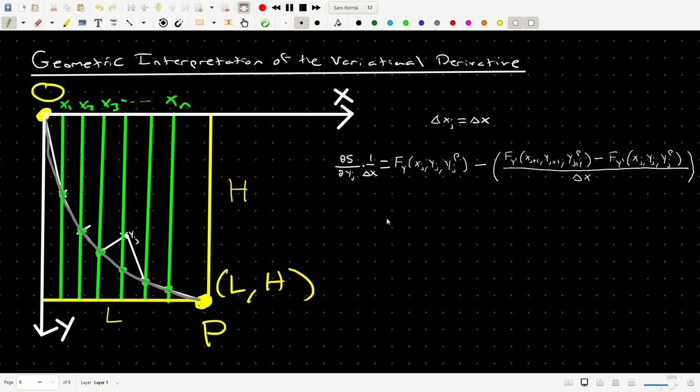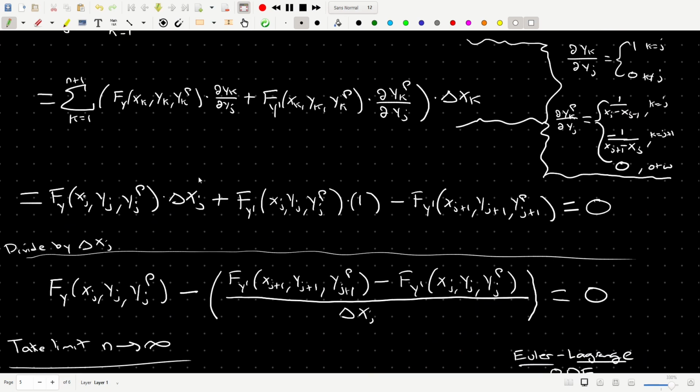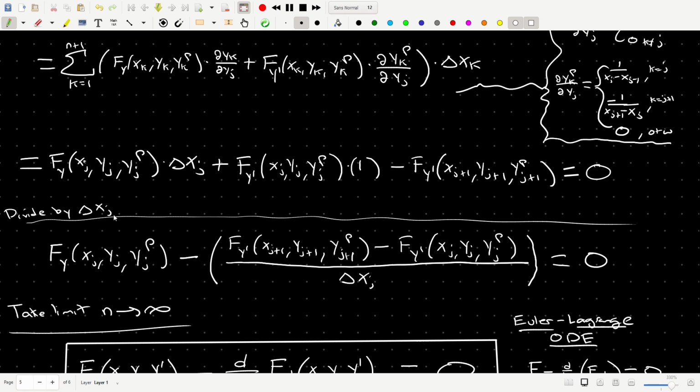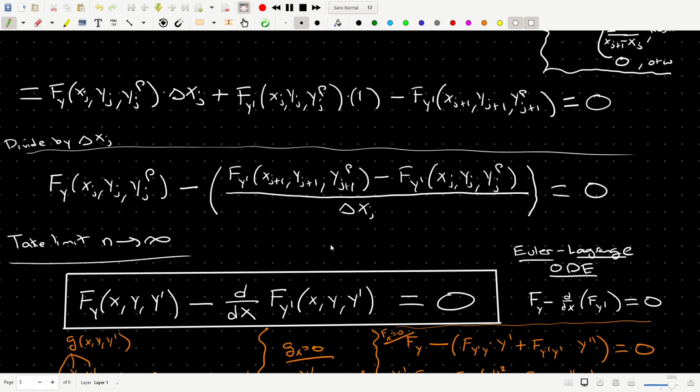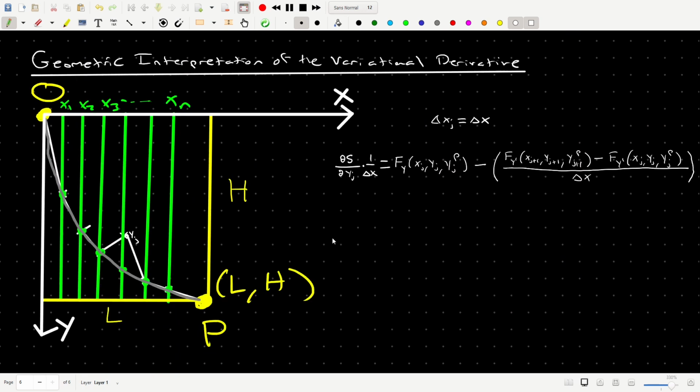The expression on the left of this equation right here was obtained by taking the partial derivative of the sum, the approximation to the integral, with respect to yj, and then dividing that expression by delta xj. So we took this derivative, set it equal to 0, and then divided by delta xj to arrive at this expression right here. I just wrote that right here, partial s partial yj, and we divided it by delta x.